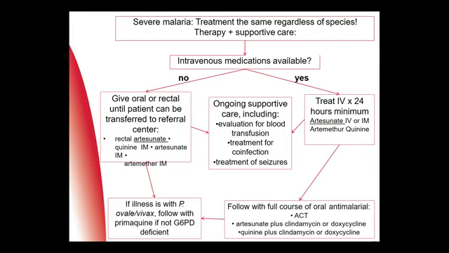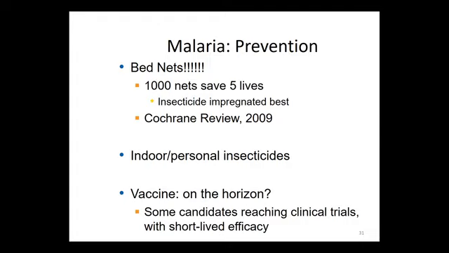And if it's severe but the illness is caused by Plasmodium ovale or vivax, follow with primaquine, yes, to kill the liver forms, but only if the person does not have G6PD deficiency. If intravenous medication is unavailable, give oral or rectal until the patient can be transferred to a referral center: rectal artesunate, quinine intramuscular, artesunate intramuscular, artemether intramuscular.